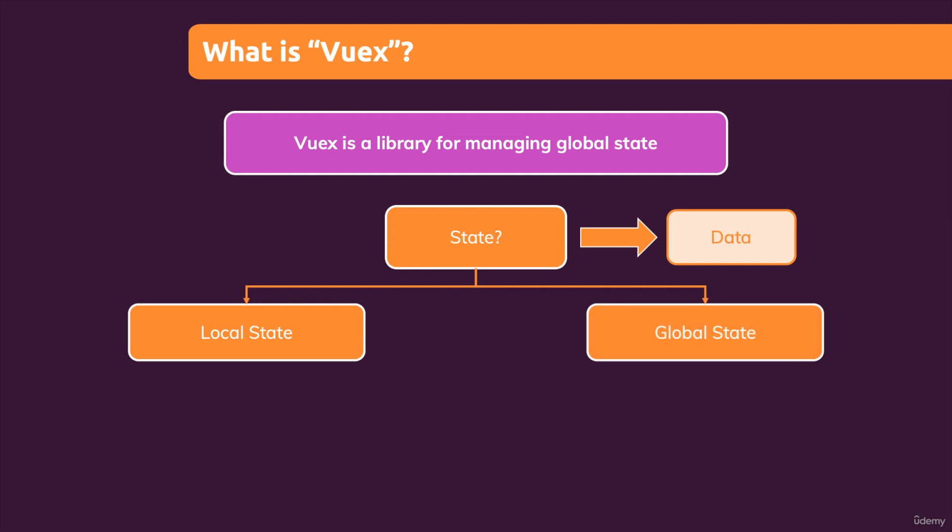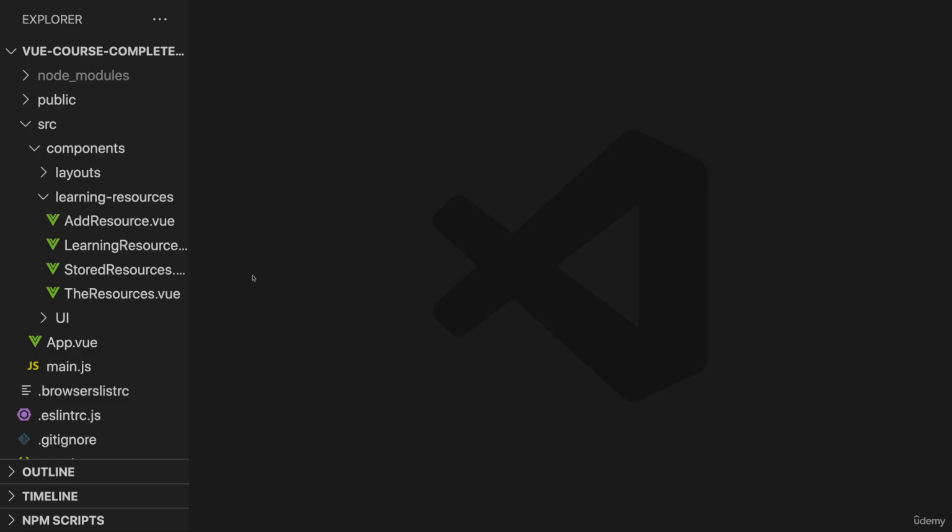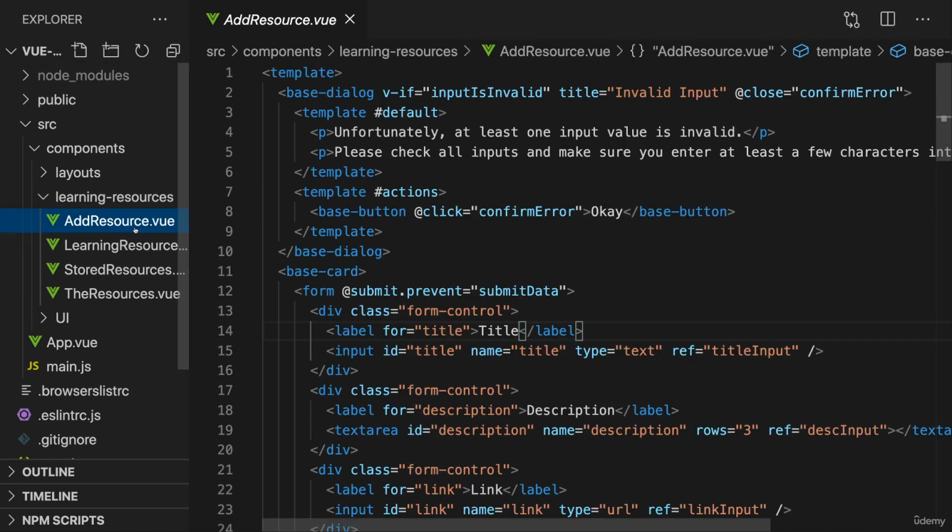Local state is the state, the data you manage inside of one component, which only affects this one component and possibly indirectly through props, also a child component. Here, examples could be user input that was entered into input elements, or for example, a button that shows or hides some container. And I got an example for you. This is a course project we built a little bit earlier in the course, after the main component sections. It's this learning resource manager.